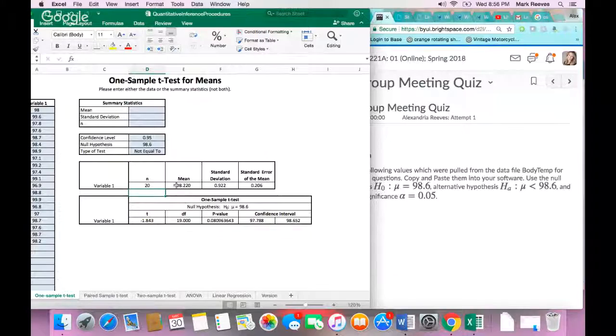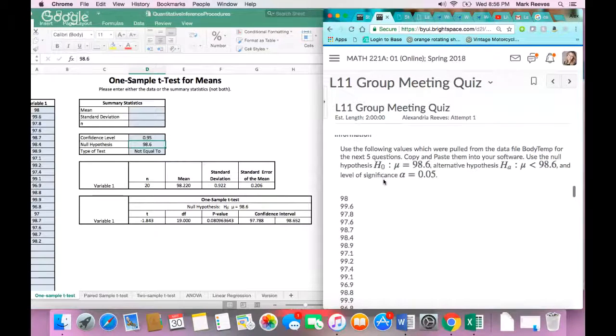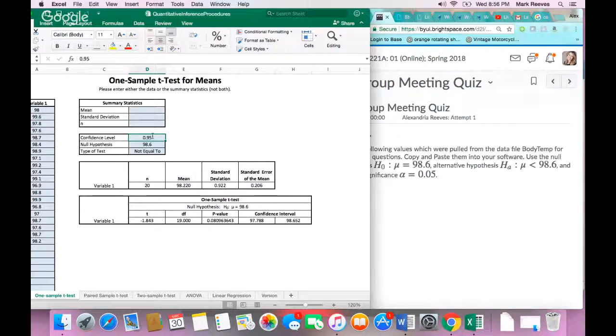So I think it's right to put the null hypothesis at 98.6, because that's what the null hypothesis is on the information portion. The only thing I'm not sure about is the level of significance. I don't know if the confidence level is 100 minus your level of significance. Does that make sense? Yeah. But I don't know if it would change my answers if I put something different.